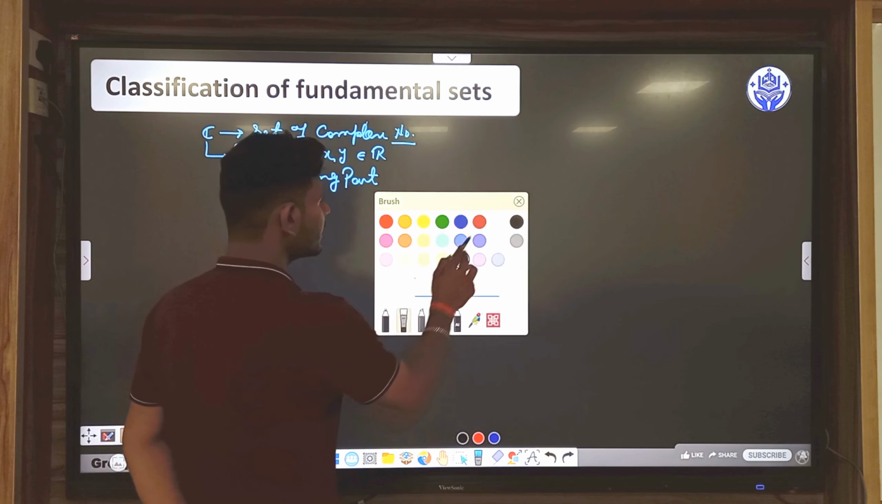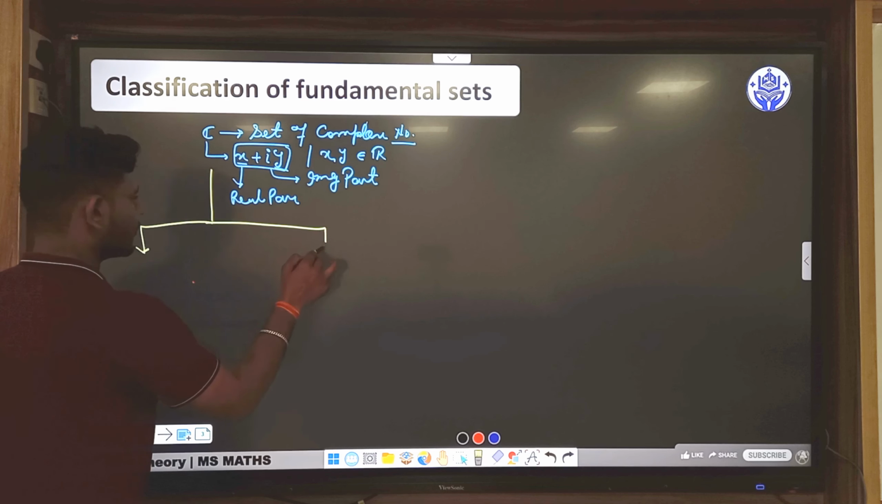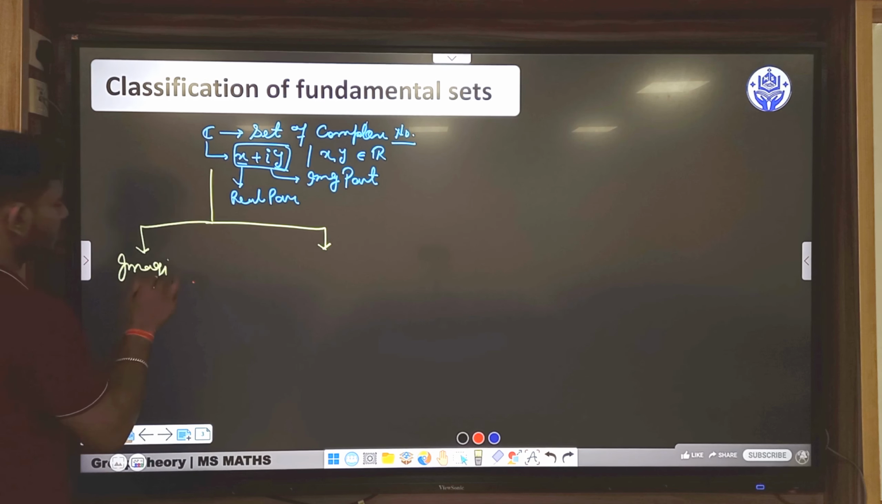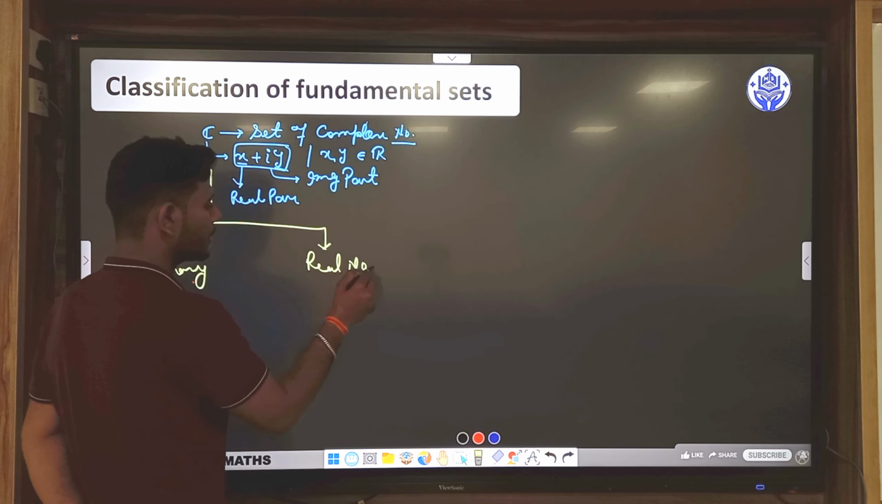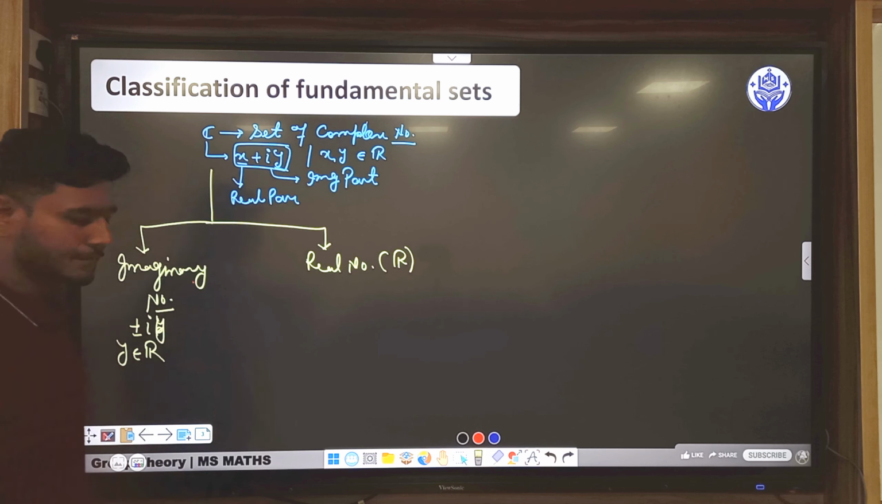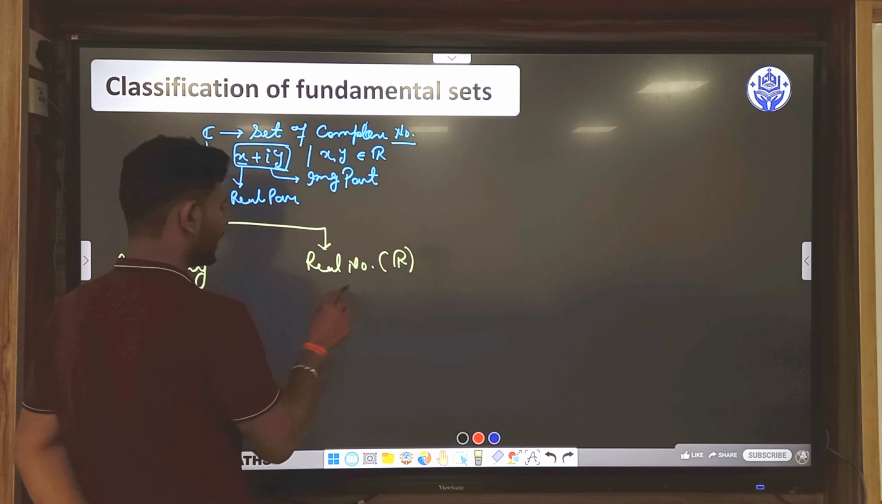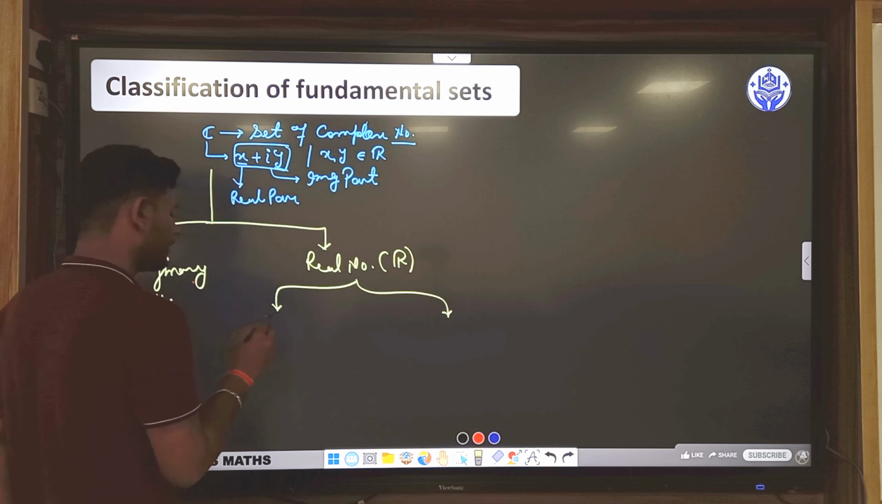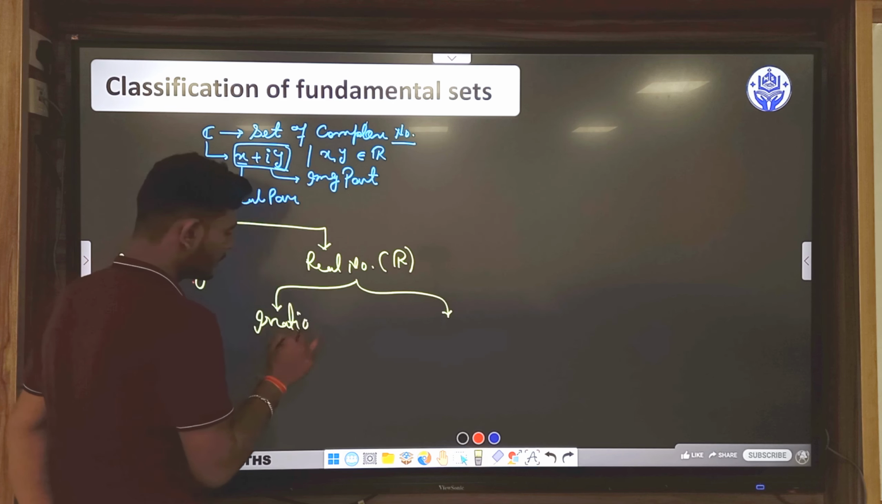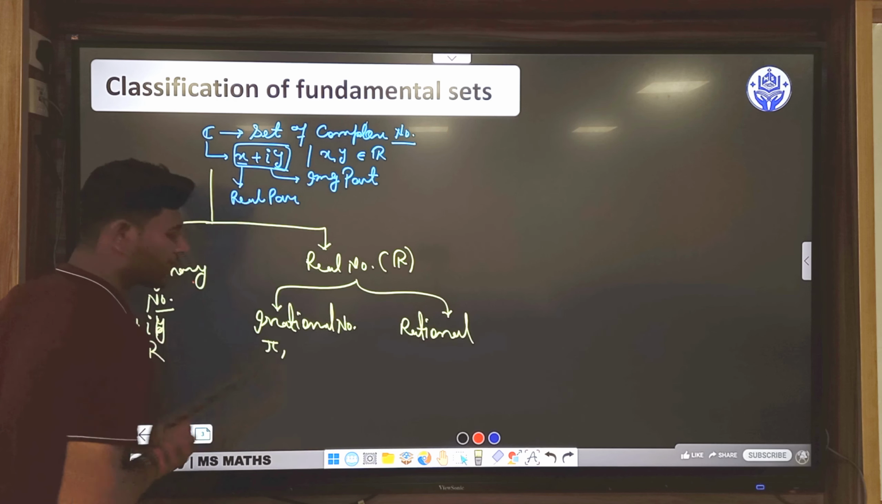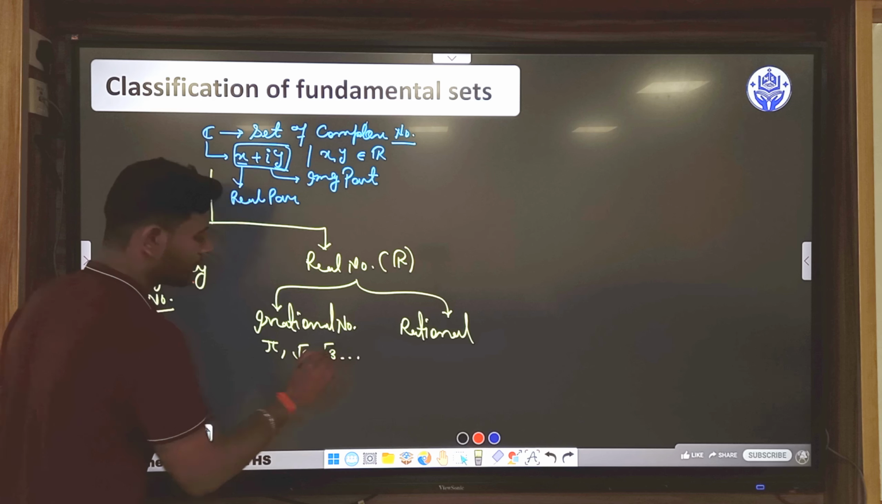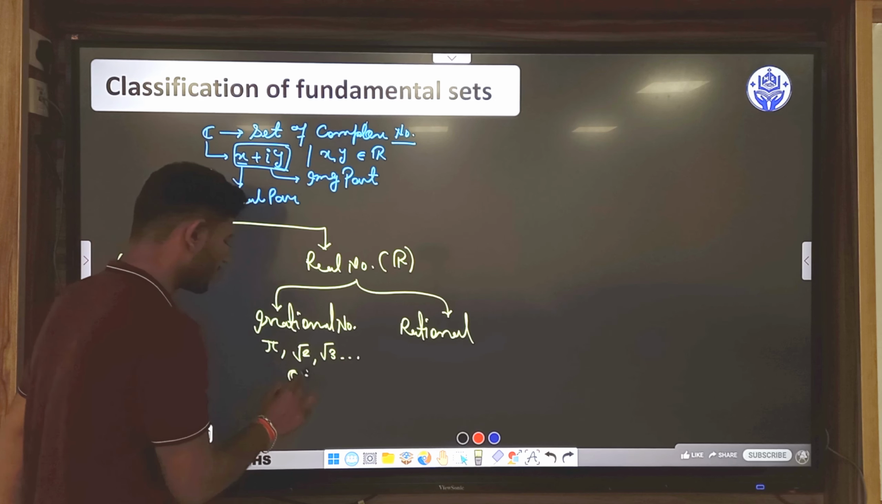Now other than this, I have two parts. One is the imaginary number, which is something like plus or minus iota y, where y belongs to the real numbers. The next is the set of real numbers, which we denote using R. In this R we have two kinds of numbers: irrational numbers and rational numbers. Irrational numbers, like pi, root 2, root 3, whatever we can take, are all irrational numbers. We denote it using Q^c.